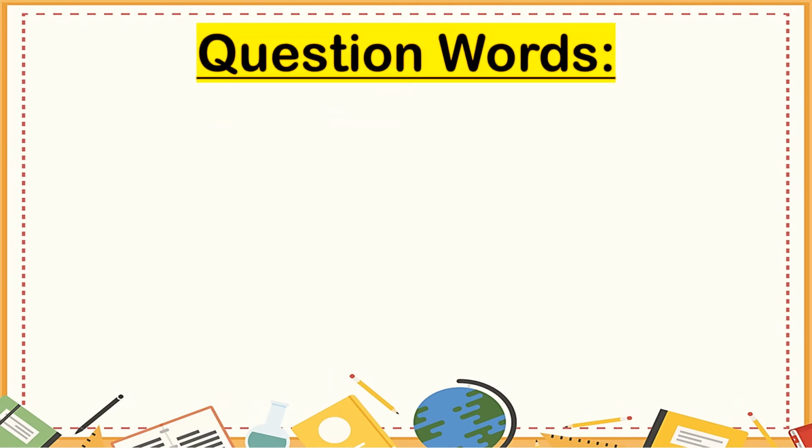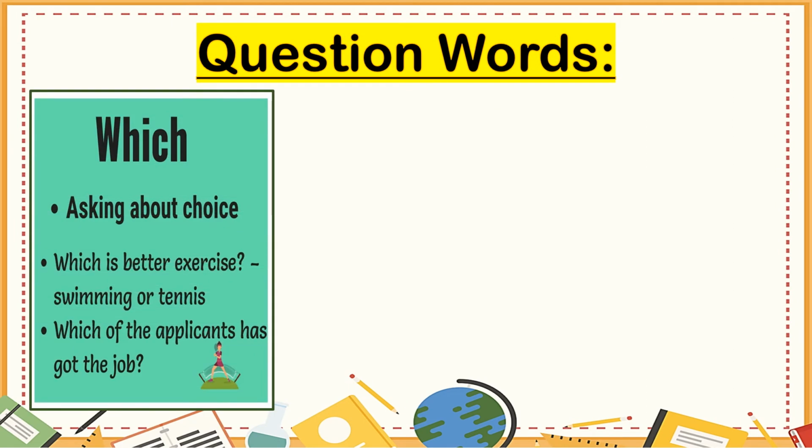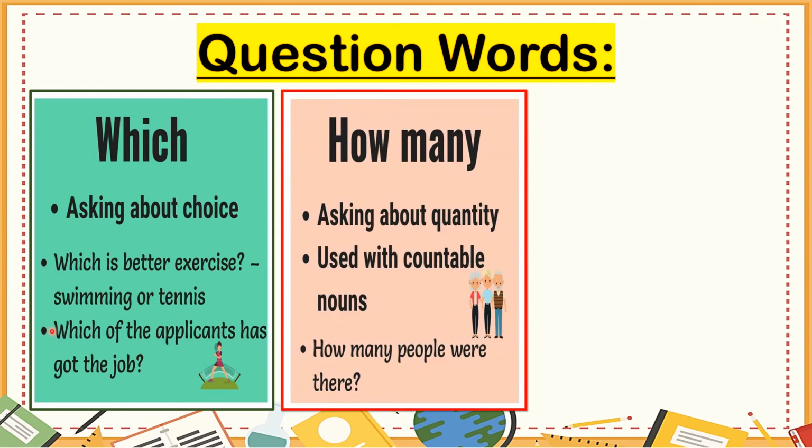Another three question words that we have. The seventh one, which. Asking about choice. Examples. Which is better exercise? Swimming or tennis? Which of the applicants has got the job? The eighth question word that we have is how many? Asking about quantity. Used with countable nouns. Example. How many people were there?